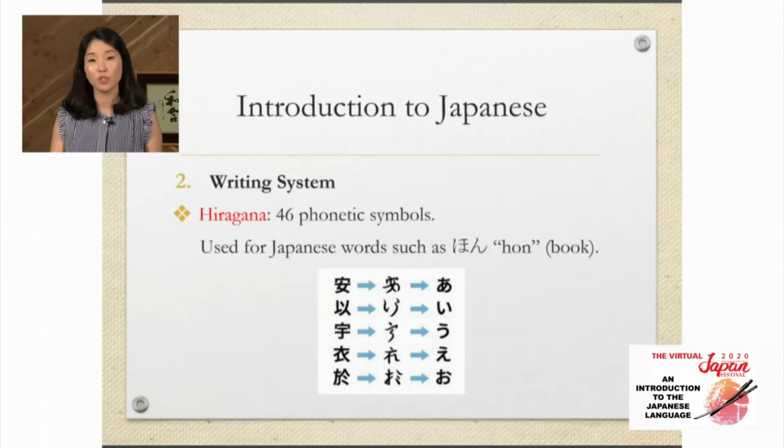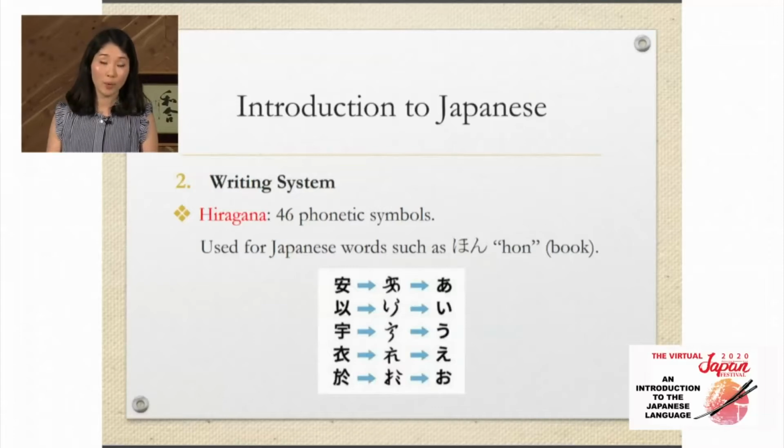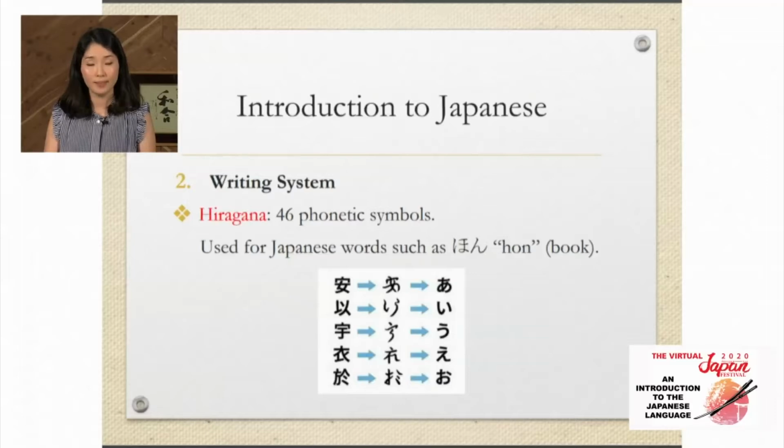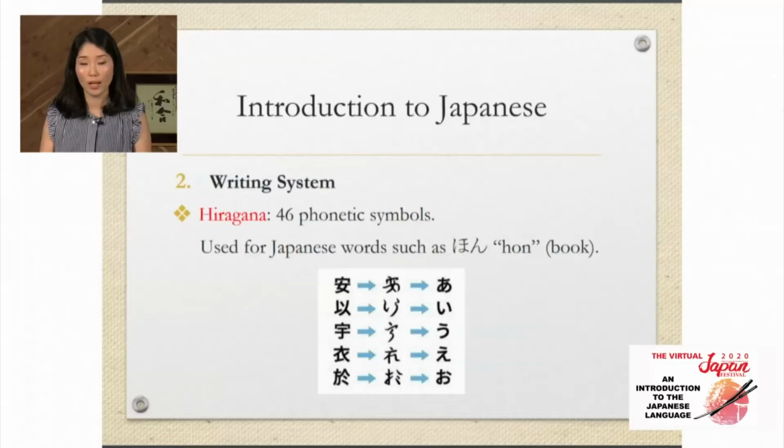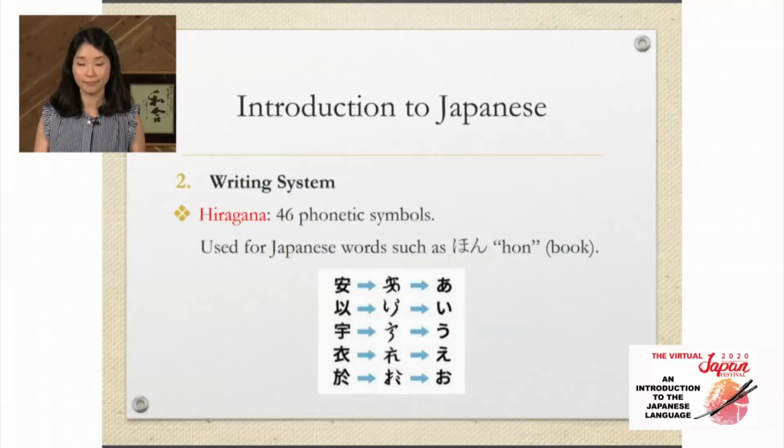Hiragana letters came from Chinese characters a long time ago, as you can see on the slides. So for example, the first one, a, next one, i, the third one, u, e, and then o. As you can see, Japanese people simplified those Chinese characters and made them into Hiragana letters. Okay?